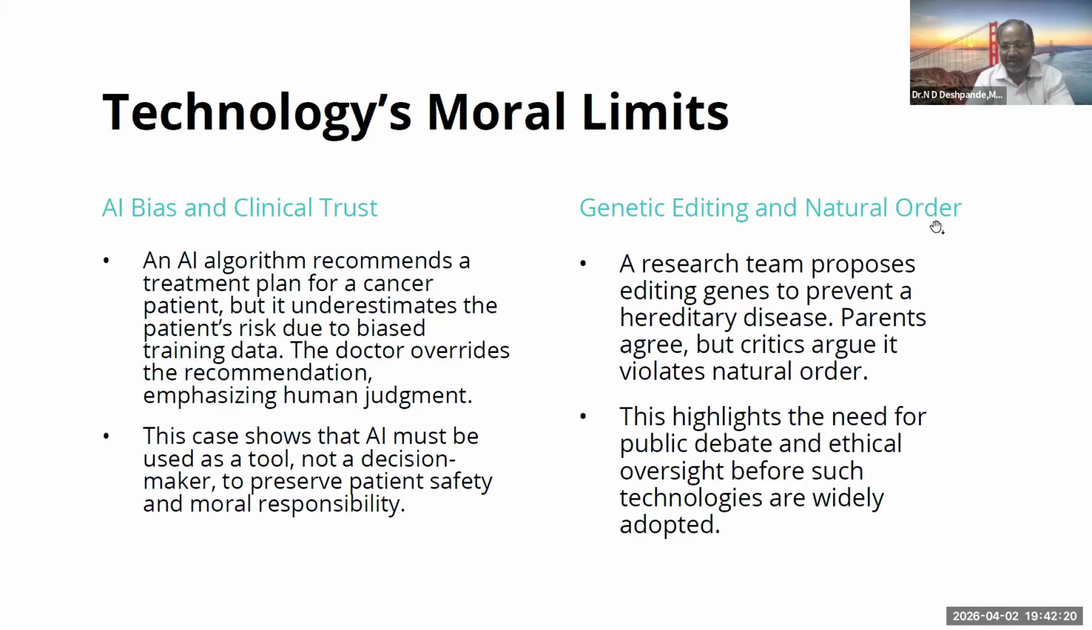Genetic editing and natural order is another thing. A research team proposes editing genes. So, you have a genome. For instance, the entire India has, let us say, one entire genome, in which some people want to try to find out what is a hereditary disease. Parents agree, but the critics argue that it violates the natural order because you are interfering in what constitutes natural as of now. So, this highlights the need for public debate and ethical oversight before such technologies are widely adopted.